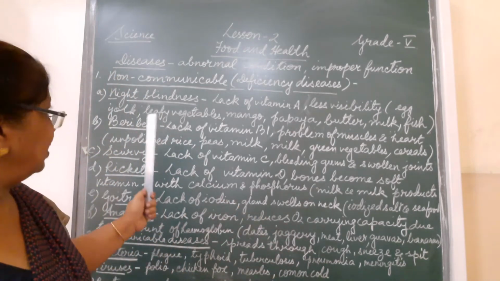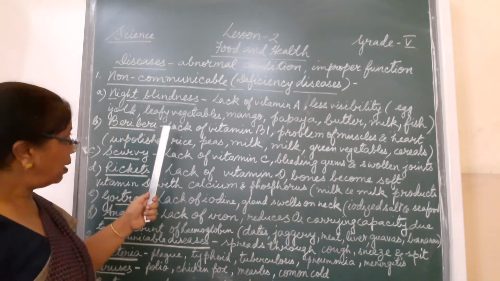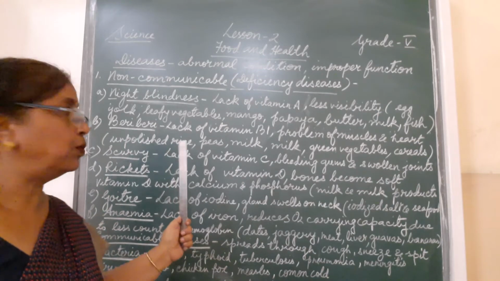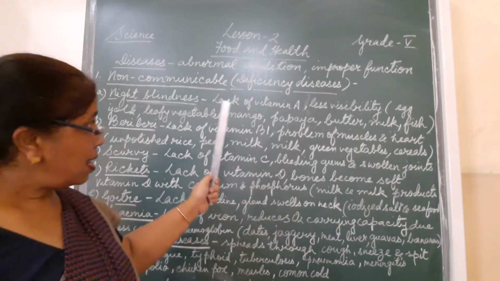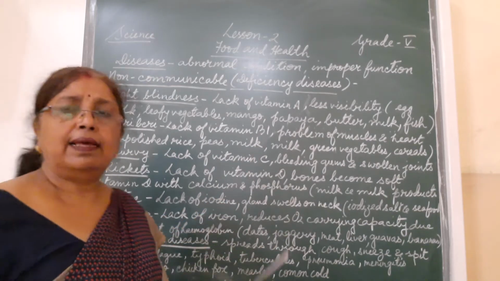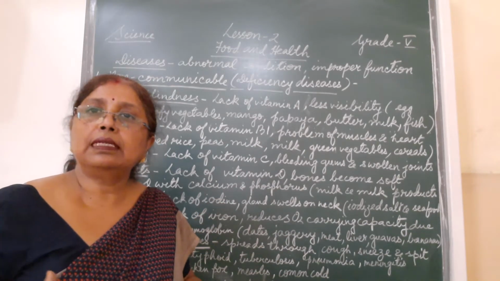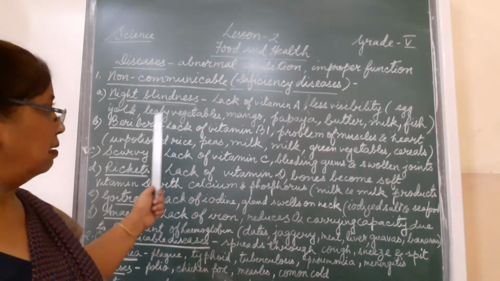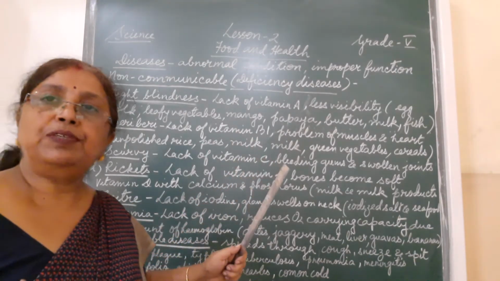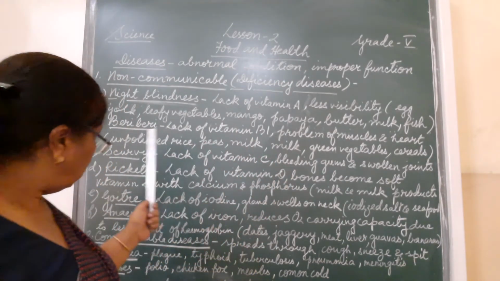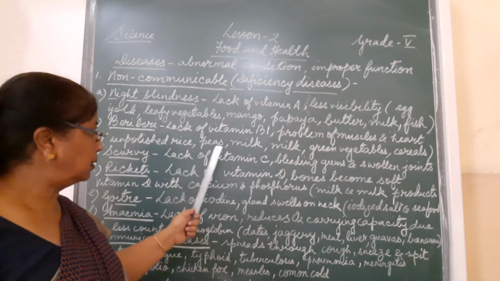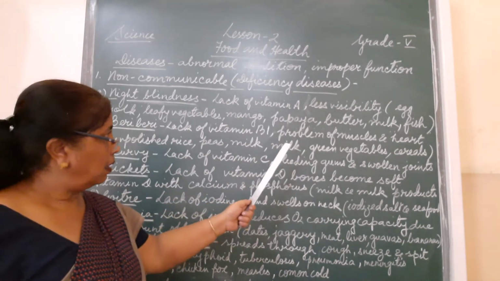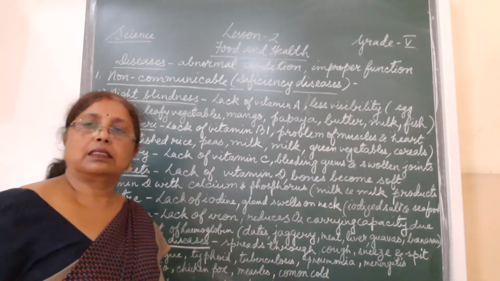Now, the next disease is beriberi. Beriberi is caused by the lack of vitamin B1. In this disease, what happens? There are problems of the heart and muscles. The foods from which we can get more vitamin B1 are unpolished rice, peas, milk, green vegetables and cereals.